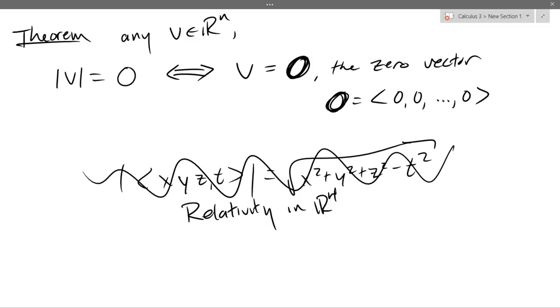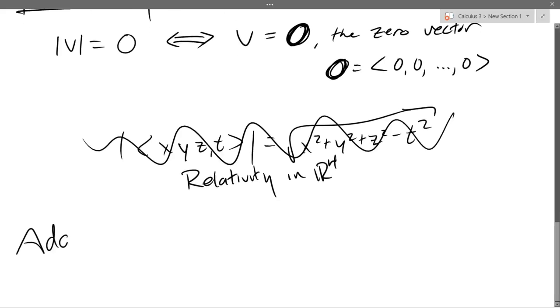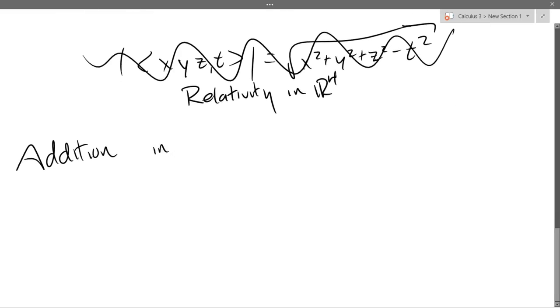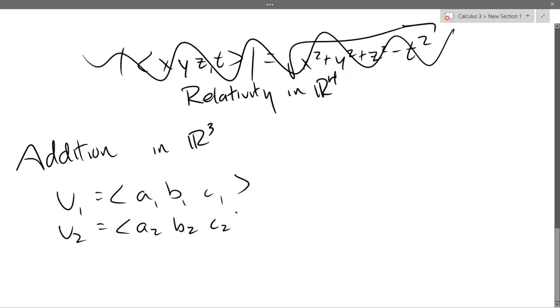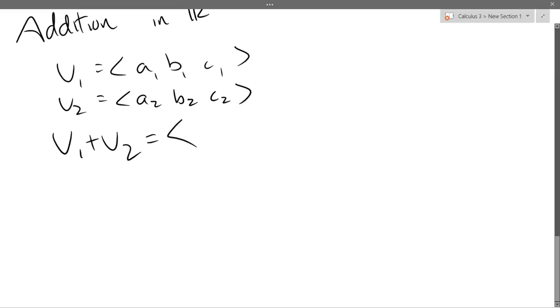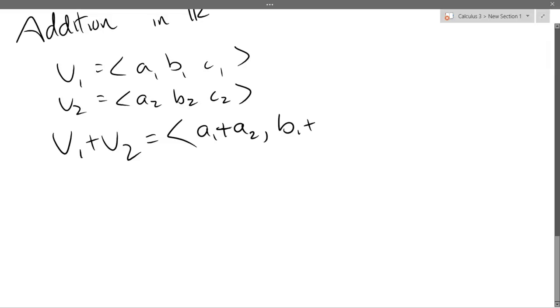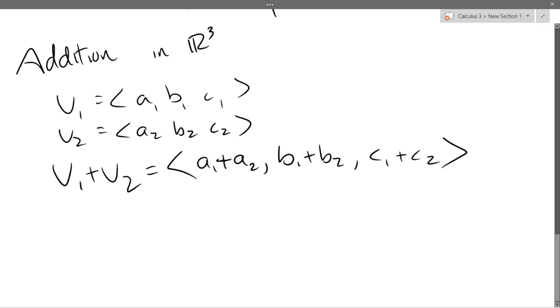So let's talk about addition and scalar multiplication. So addition's easy to do. We'll keep everything in R3. So two vectors. So you add them together, super easy to do. You just go x coordinates added together, a1 plus a2, comma, b1 plus b2, comma, c1 plus c2. So this is what we call vector addition.